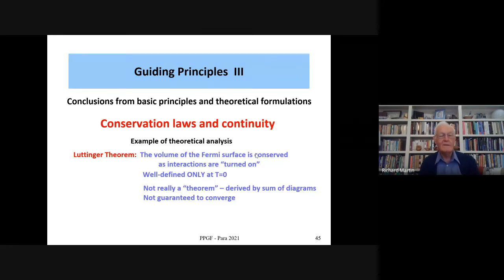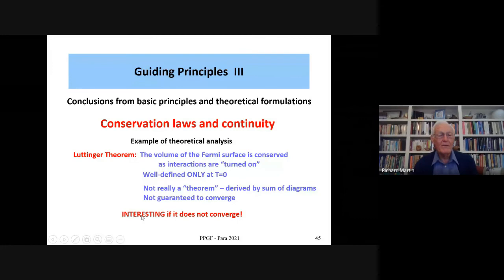So does that mean we just throw out the Luttinger theorem and say, well, it doesn't work when we get to something difficult? But I think the right way to look at it is that it's interesting if it does not converge. If the Luttinger theorem seems to not apply, that means it's something interesting to look at and to look for.